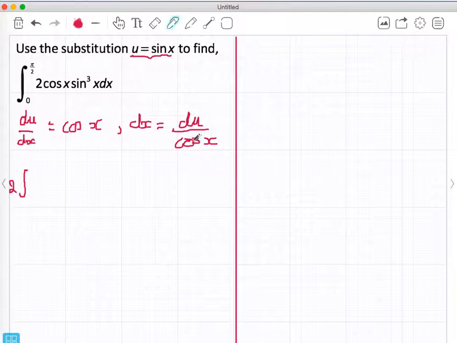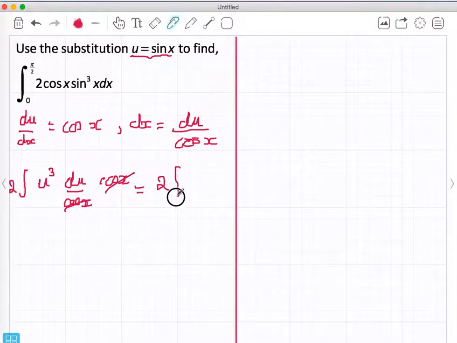The 2 I'm going to bring out, the sine cubed x I'm now going to make u to the power of 3, and dx is going to be replaced with this thing here, which is du over cosine x. And I'll tell you what I've forgotten at the beginning there. I also had a cosine x, which is going to cancel out. So I'm actually left with 2u cubed and a du.